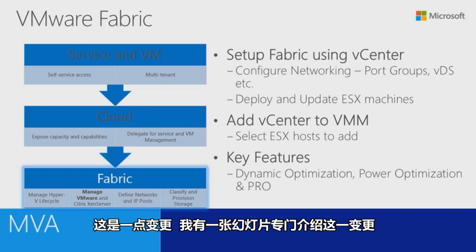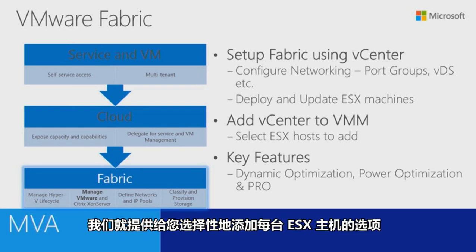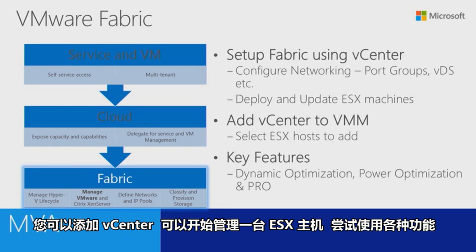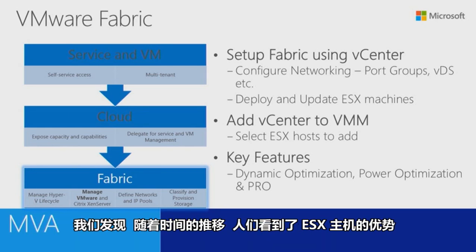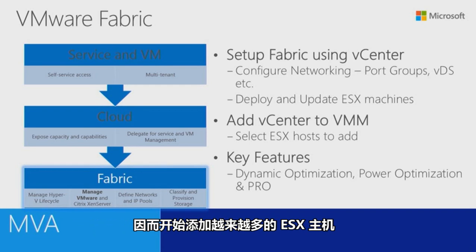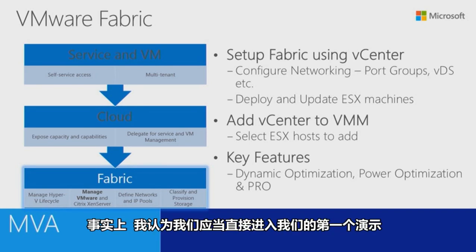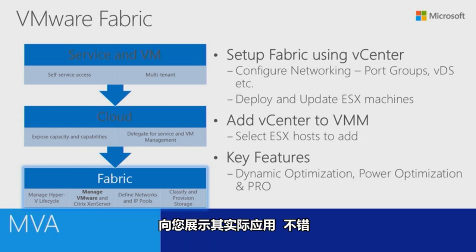And this is a bit of a change, and I have a slide on this. Once you've added vCenter, we then give you the option to selectively add each ESX host. So again, this is one of our strategies to let you ease in. You can add vCenter, and you can start managing one ESX host, play around, and what we see is over time, people really see the advantages, and they add more and more of these hosts as they move forward. And I'm going to show you these optimization and pro settings within the console. In fact, I think we should just run out and get into our first demo and show you it in action.